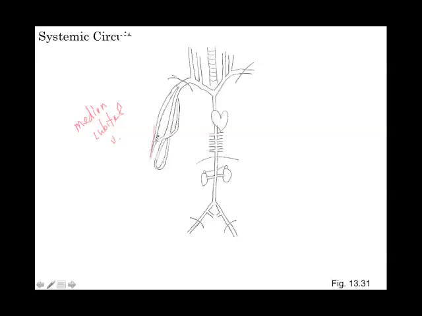So we have the cephalic, the median cubital, which then becomes the basilic. The basilic then joins with the brachial to become the axillary vein. And then the cephalic and the axillary together anastomose to become the subclavian vein.